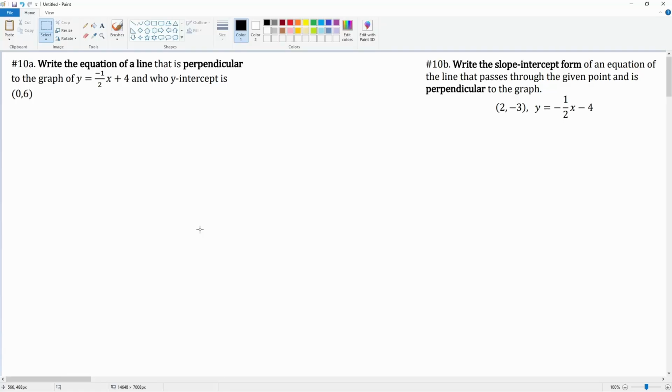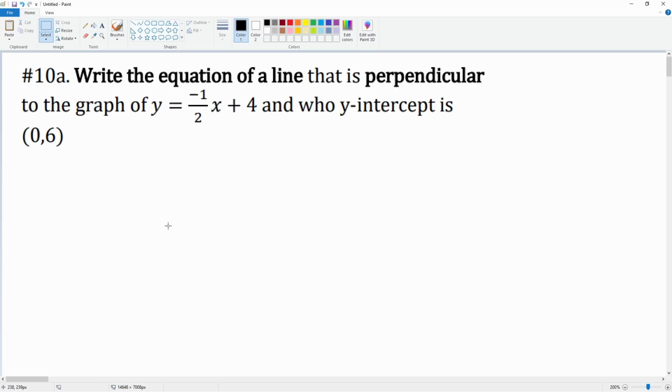This is chapter 4, number 10. You're going to write the equation of a line that is perpendicular to this graph, whose y-intercept is (0, 6). So let's first of all find the original slope. The original slope is right here, just in front of the x. m is equal to -1/2.